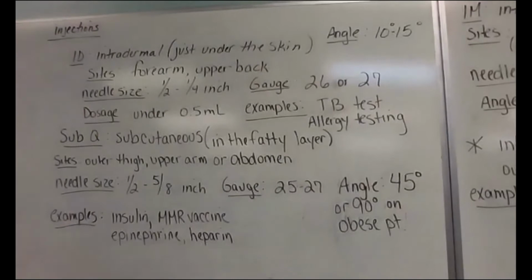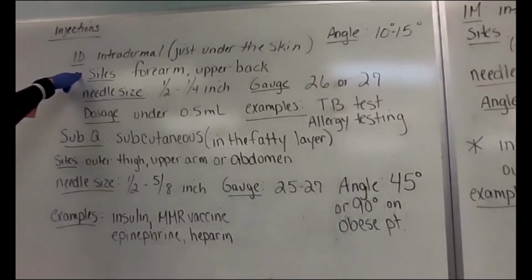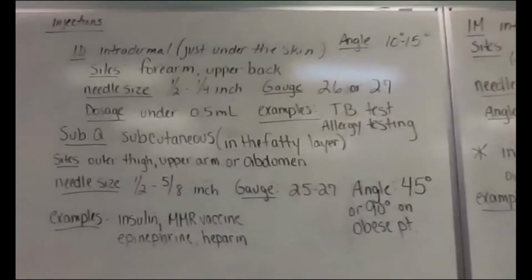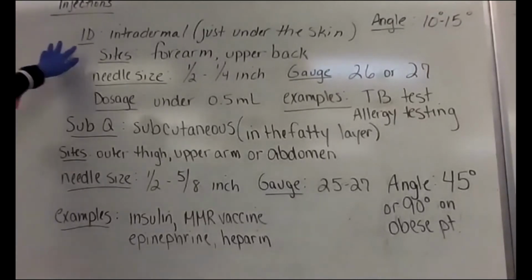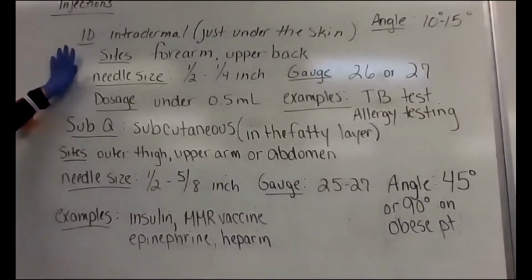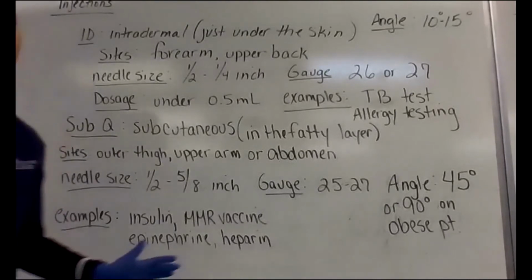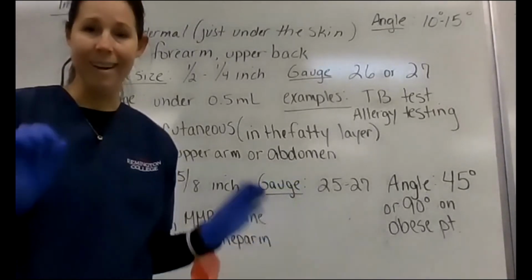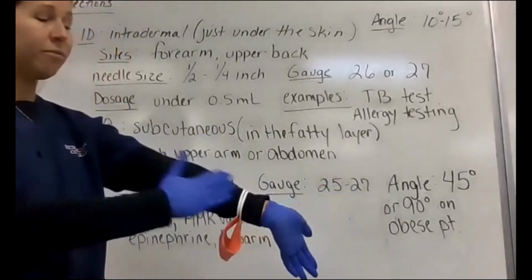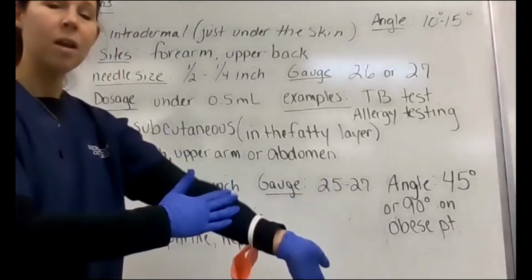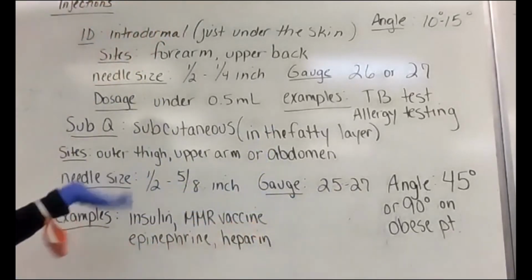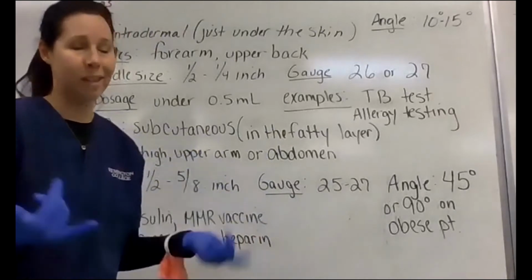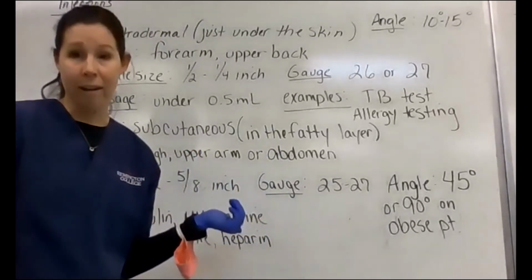For injections, you have the three main types. So you have your ID, which is intradermal, and hopefully you guys can see this close enough. Intradermal is just under the skin. So all you're doing is just going under the layer of skin into the dermis part. So we usually do the forearm area or the back, and it's usually upper back. And these intradermal injections are usually used for TB tests or they're used for allergy testing.